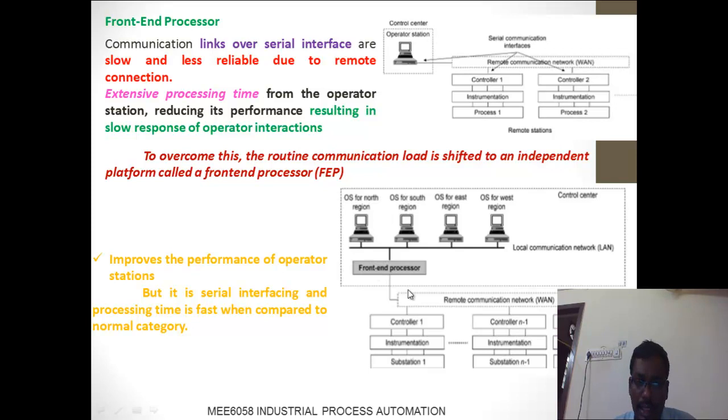The control center takes the data from process 1, process 2, process 3, which are located in different geographic areas, through wide area network through serial interface communication. And after that, we are having parallel communication and interfaces, with different multiple operating systems to monitor north region, south region, east region, west region, instead of monitoring all the data in the single control system. That is called the front end processor.